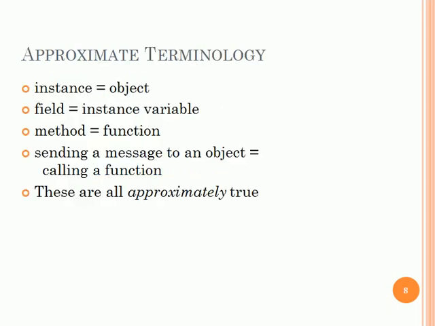The approximate terminology we are using here: an object is represented as an instance, an instance variable is represented as a field, a function is defined as a method, and calling a function is sending a message to an object. These are all approximately true.